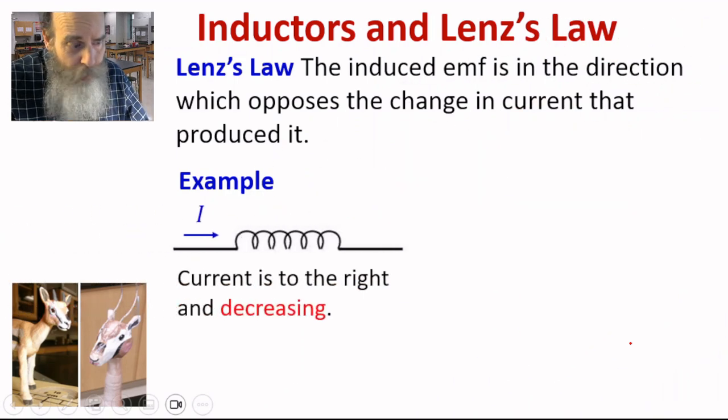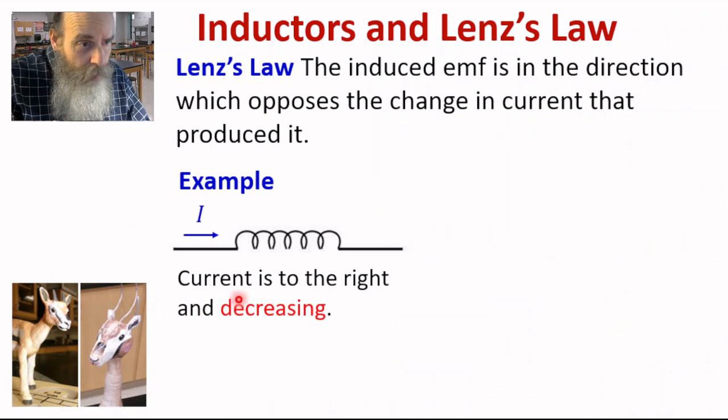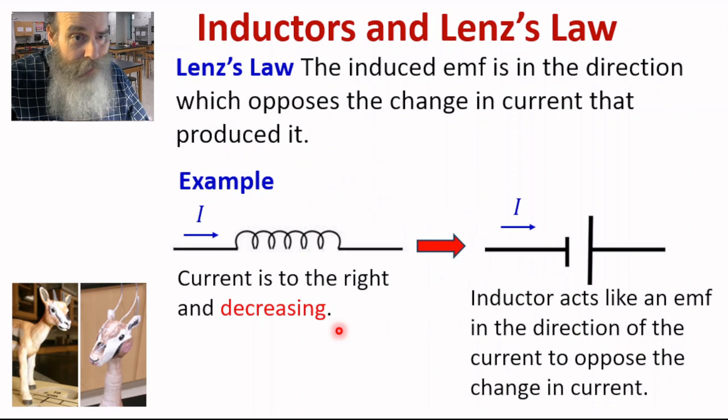Let's look at another example. Here we have the current going to the right, but now it is decreasing. How will the inductor respond? It will act like an EMF in the direction of the current to oppose the change in current. So now this side is the positive terminal, and this side is the negative terminal. This will try to prevent the flow of current which is decreasing. It will try to prevent the decrease in current through the inductor.